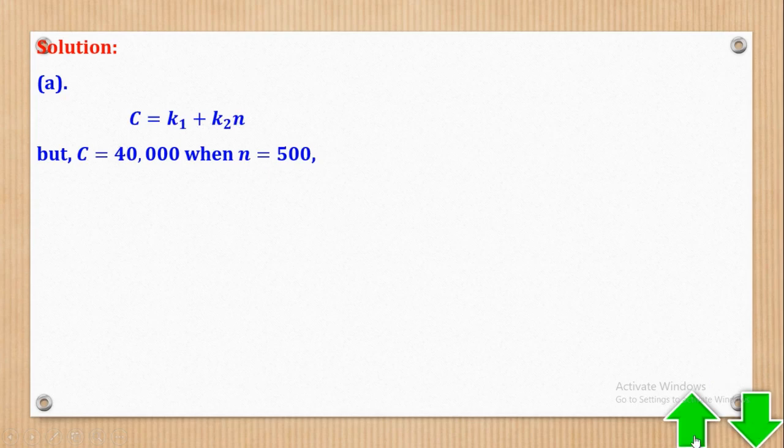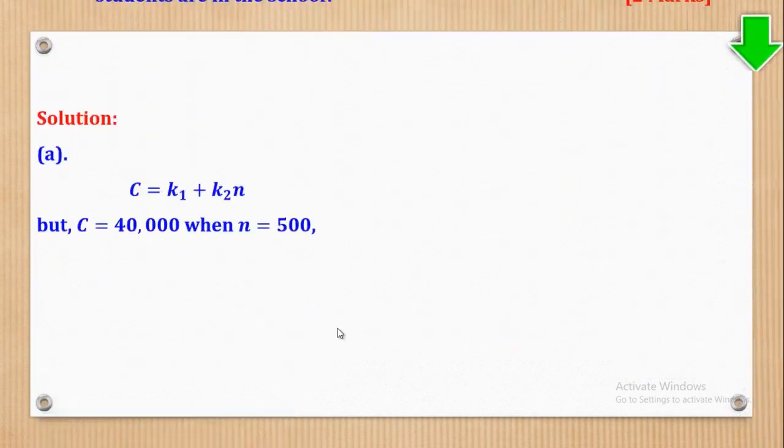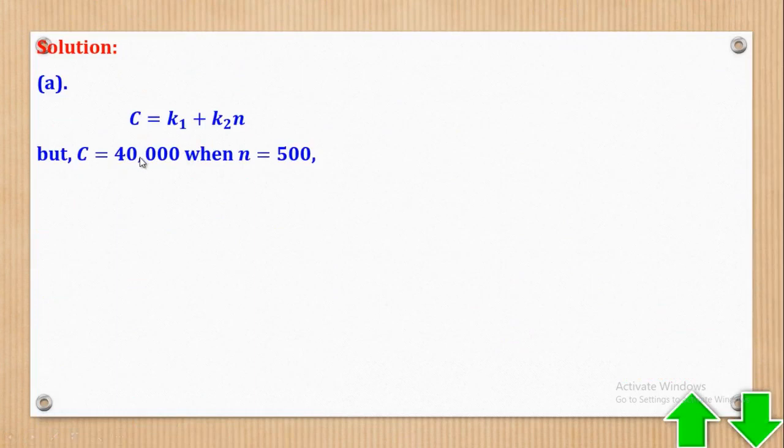If you look at this question, they told us it costs shillings 40,000 to run a school when there are 500 students. What does that mean? It means that when C is 40,000, N will be 500. Therefore, we shall substitute that when C is 40,000, N is 500, to come up with an equation having K1 and K2. So that is equation 1.